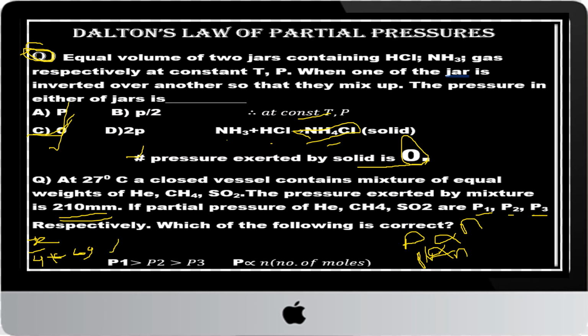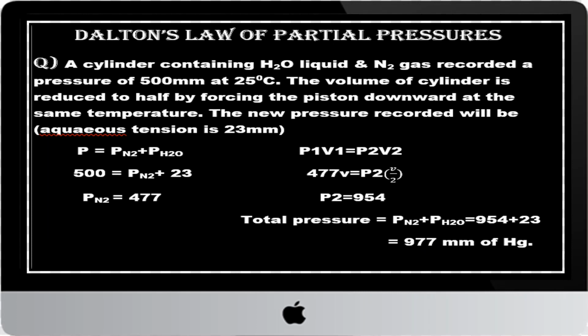Like this. Here is another important model. A cylinder containing hydrogen liquid and nitrogen gas recorded a pressure of 500 mm at 25 degrees Celsius. The volume of the cylinder is reduced to half by forcing the piston downward at the same temperature. The new pressure recorded will be? They have given aqueous tension as 23 mm, which means the pressure exerted by water vapor is 23 mm.